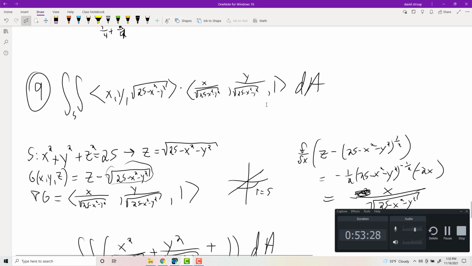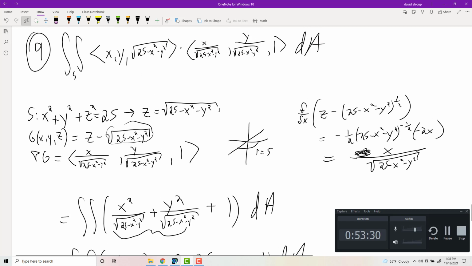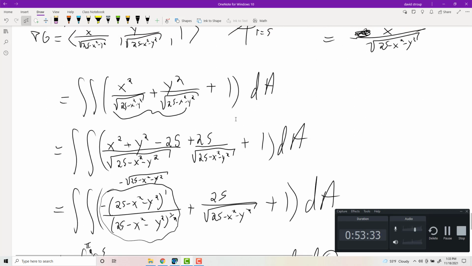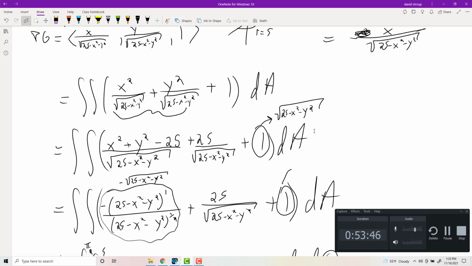Yeah, you did the dot product wrong, buddy. That should not be a plus 1. Please tell me you figured it out. Yes, there it is. That should not be a 1. That should be square root 25 minus x squared minus y squared. All of that should be.